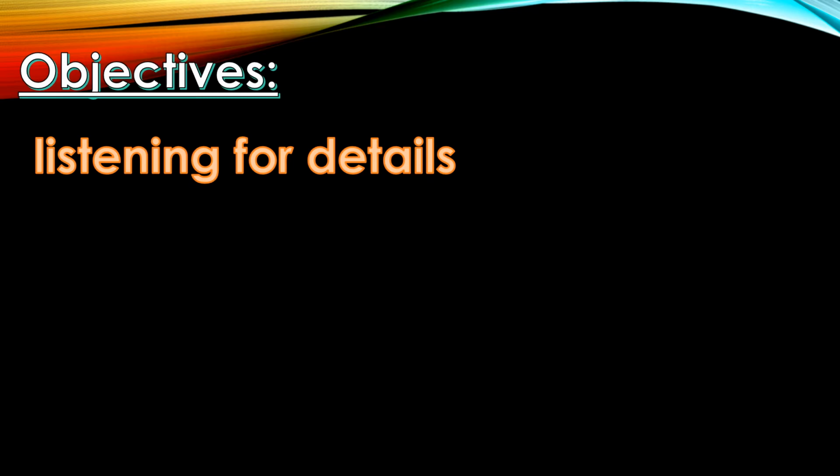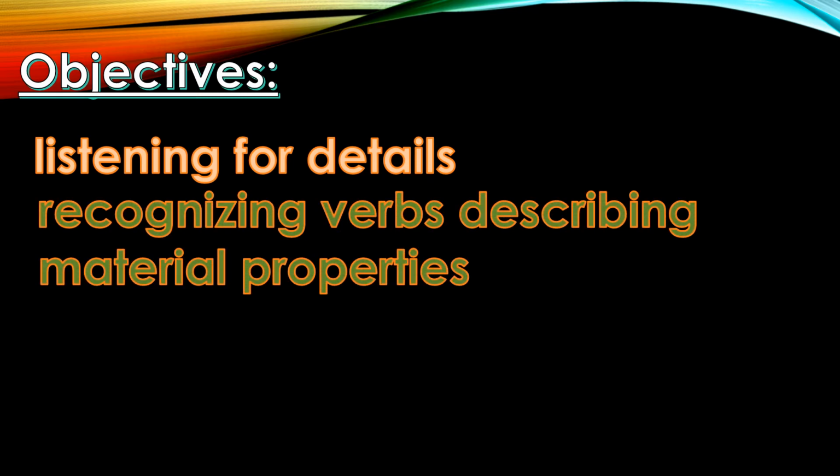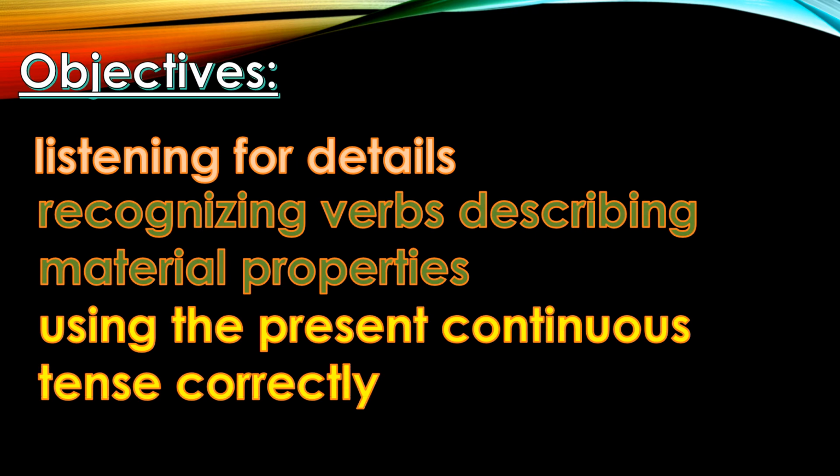Now let's have a look at the objectives before we start the lesson. Today we have 3 objectives. The first objective is listening for details. The second is recognizing verbs describing material properties. And the third objective is using the present continuous tense correctly. Please go to the course book, page 42.